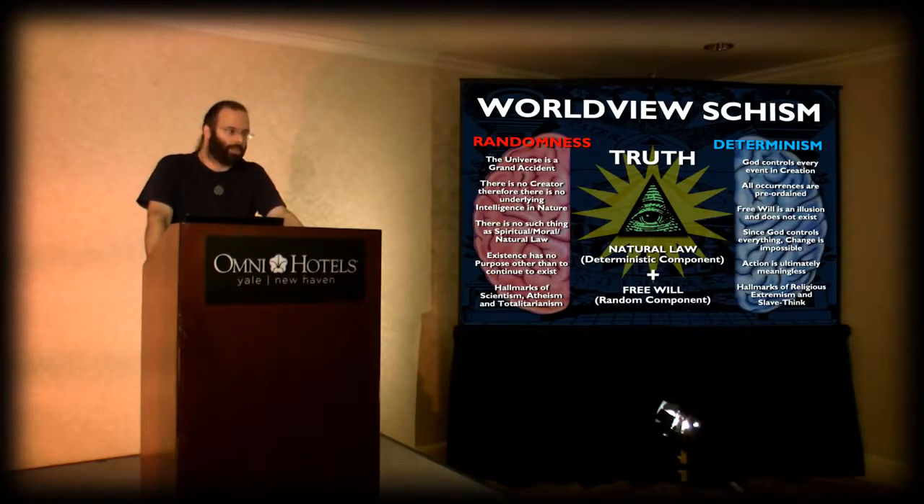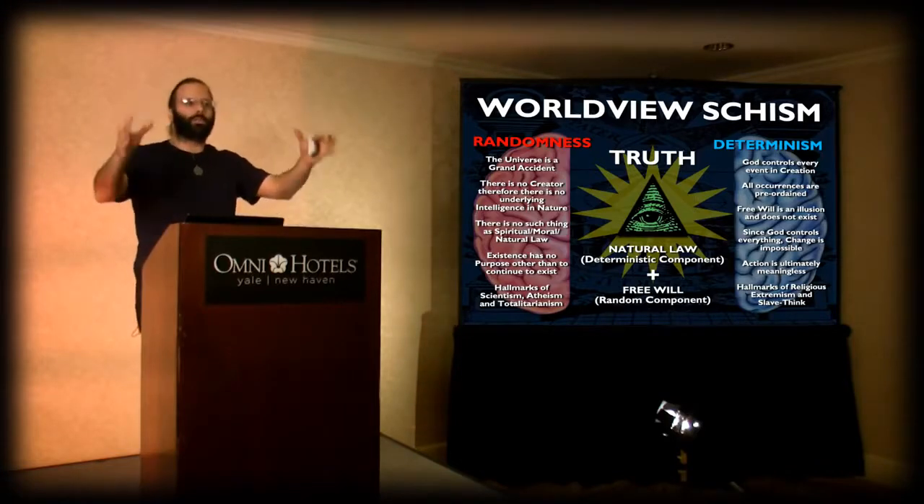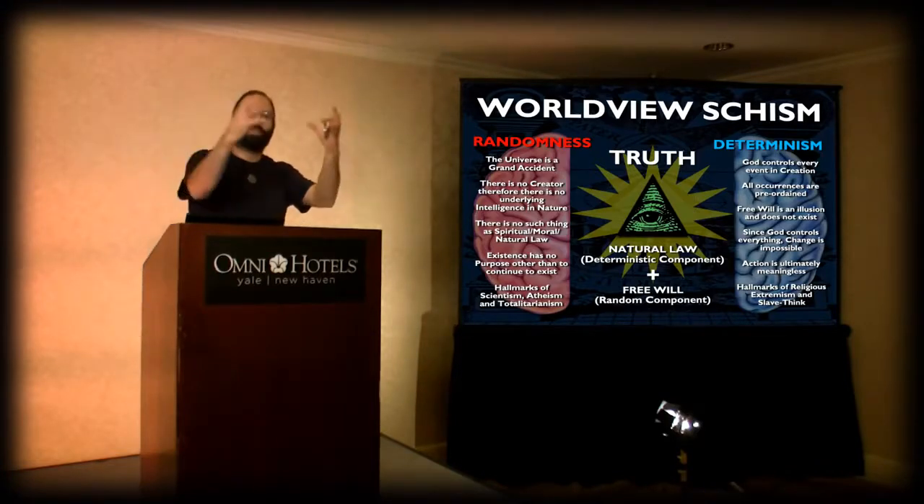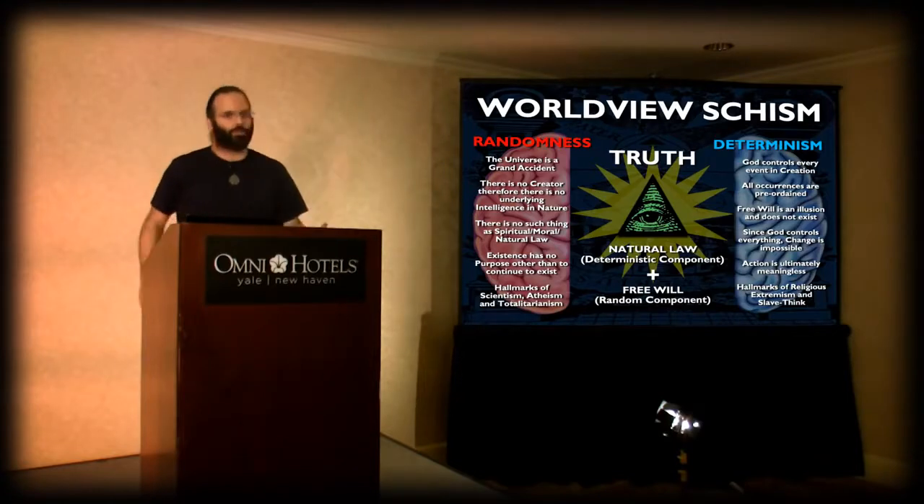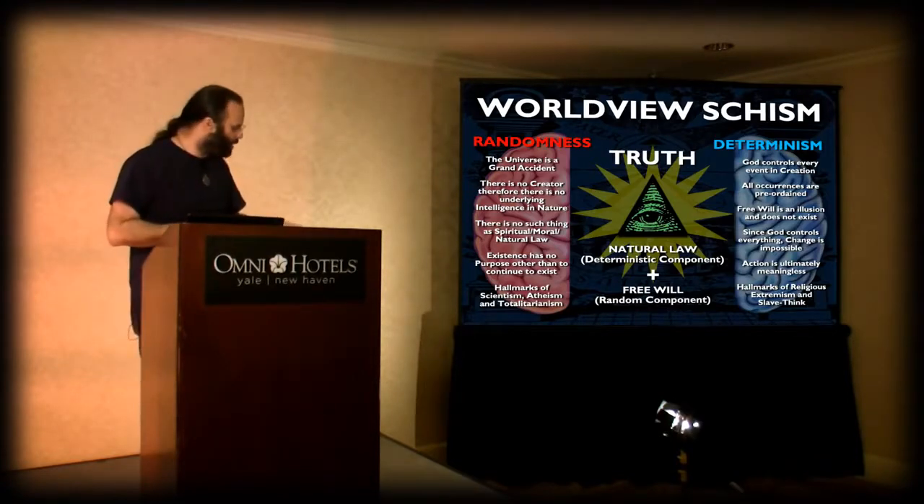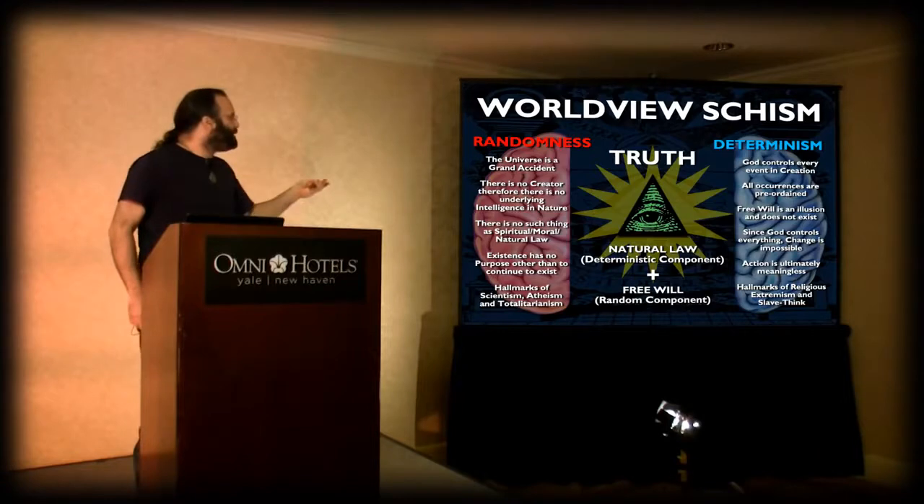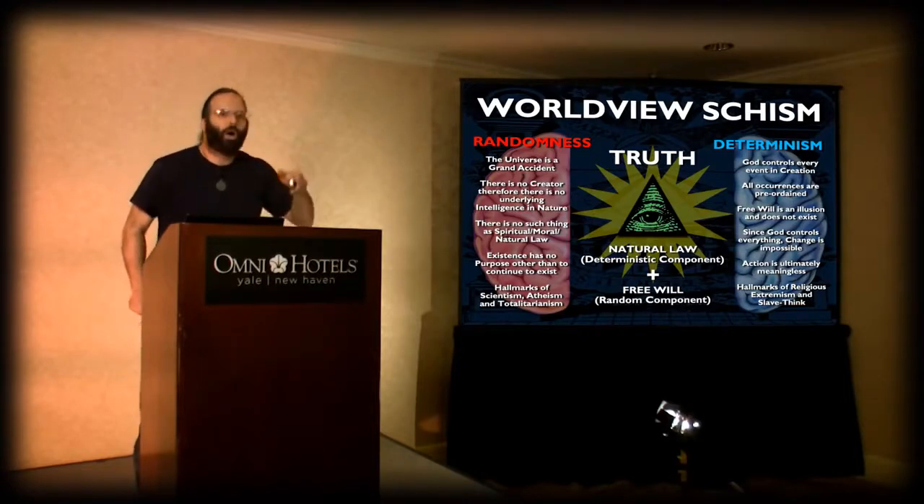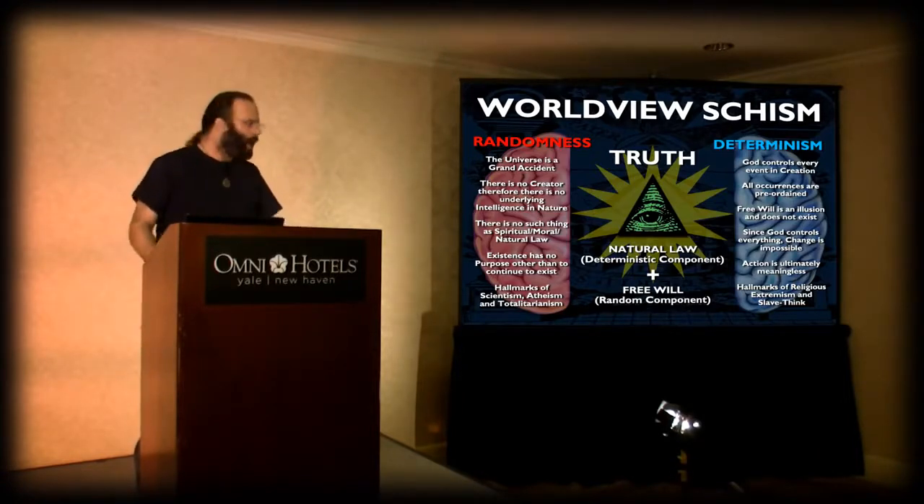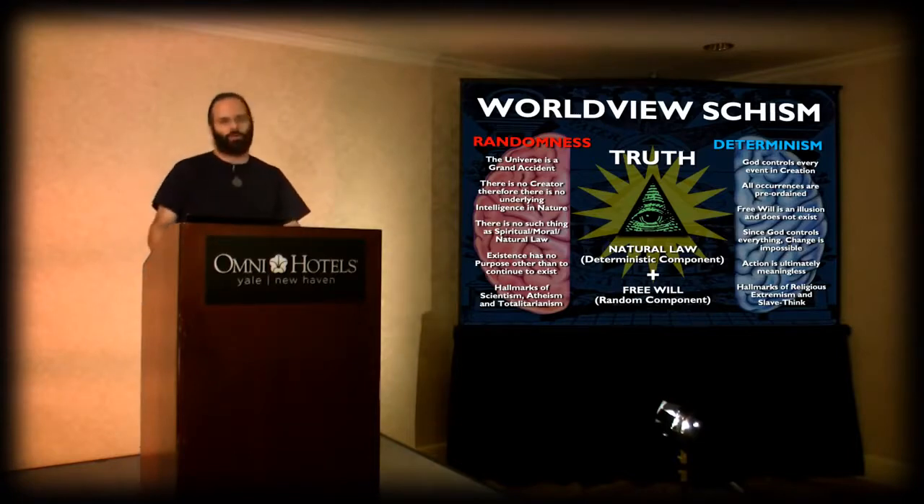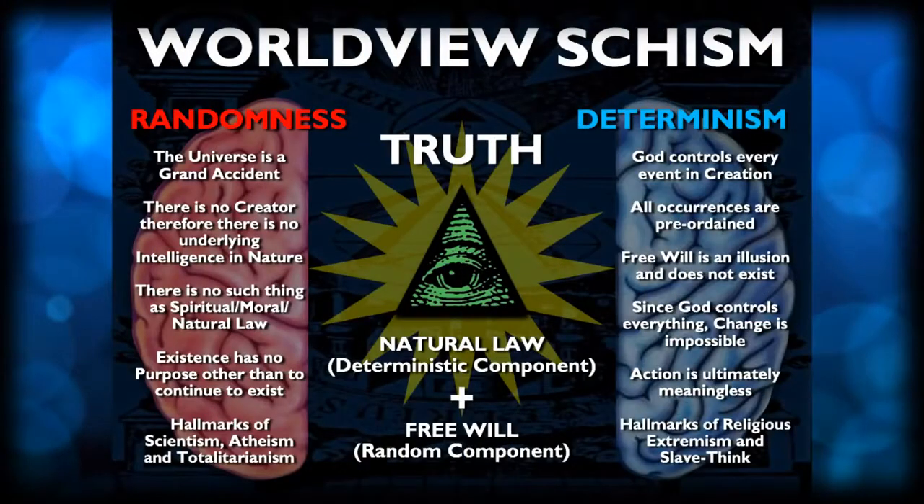Now, there's a balance that is struck between these, okay? And that's what everything really is ultimately about, creating a balance. Because there are components to these two worldviews that if they come together, it shows us what the truth is. And here it is right in the middle here. There is a deterministic component to reality. And there is a random component to reality existing in cooperation with each other, in conjunction with each other.